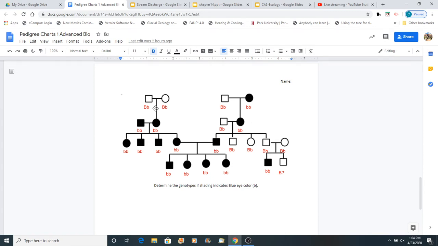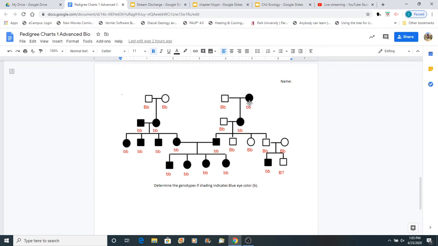Now we can look at the ones that are shaded white. If they don't have the recessive allele, they must possess one of the dominant alleles. So every single white one will have at least one big B. Our goal is to go back and figure out what the second allele is for each individual. Again, these two parents had one child with two recessive alleles, which means mom and dad both had to have the recessive allele.